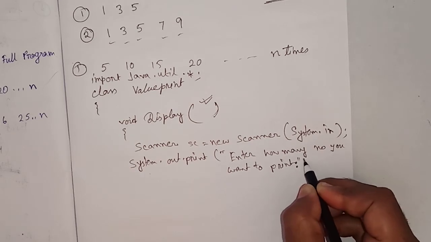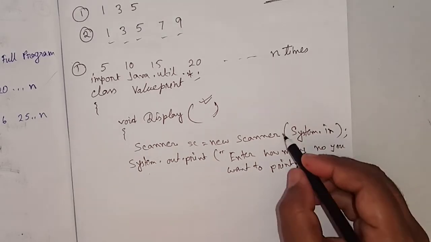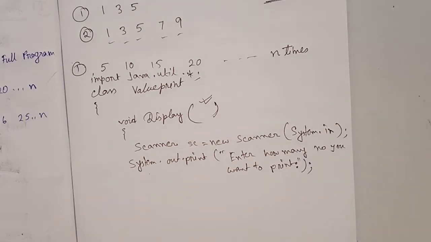Try to provide an appropriate message when you are writing any output. See, enter how many numbers you want to print. Suppose I ask you and you say 5 or 10 or 9, you're not saying your name. Those who don't know any programming language, if I ask how many times you want to do this work, they will say 5 times or 7 times, whatever; they will say a number, not their names. That's why the message is required very much.